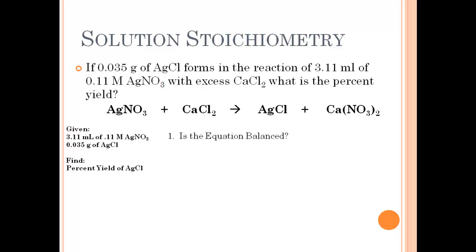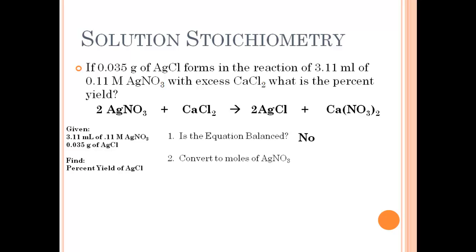Before we can get to that point, first question we need to ask is, is our equation balanced? Looking above, we need to balance this equation. It is not balanced. So to do this, we need to put a 2 in front of our silver nitrate and a 2 in front of our silver chloride. This will make sure that we have the same number of each element on both sides of the reaction.